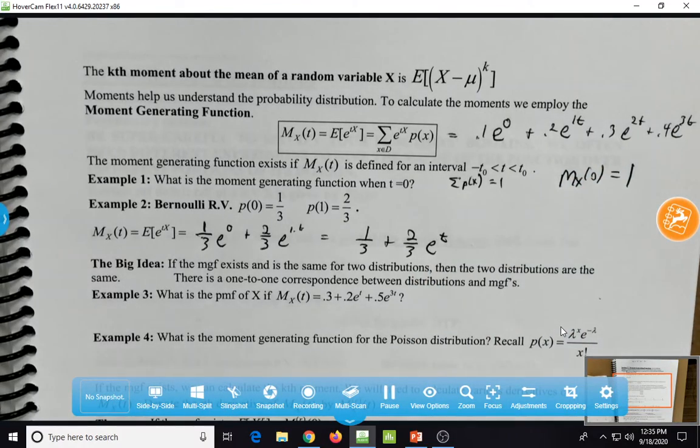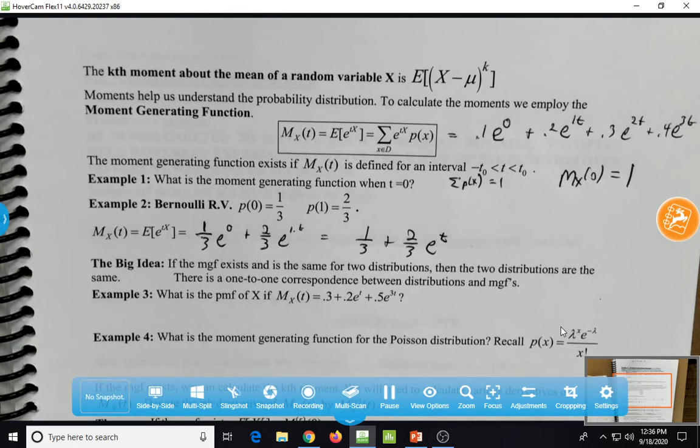So I hope you got 1/3 plus 2/3 e to the t. Is it e to the t or e to the x? It's e to the t because x will be the random variable you plug in. So when x is 1, the probability of 1 is 2/3. And if you take this derivative, you get 2/3 e to the t. You plug in 0, and your expected value, the probability of success, is 2/3. That's your average or expected value.